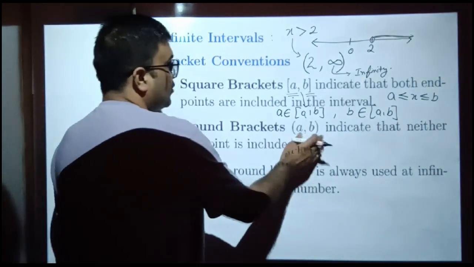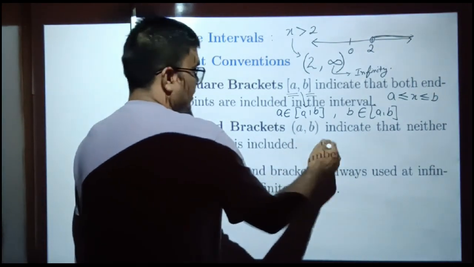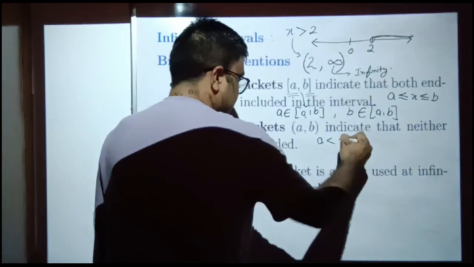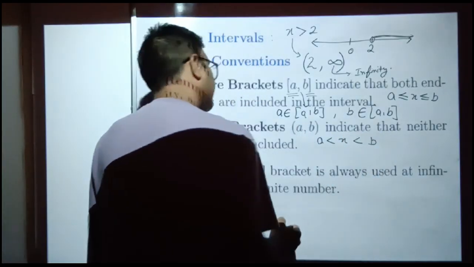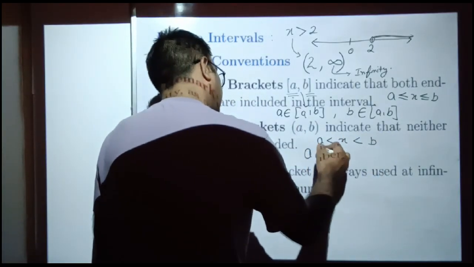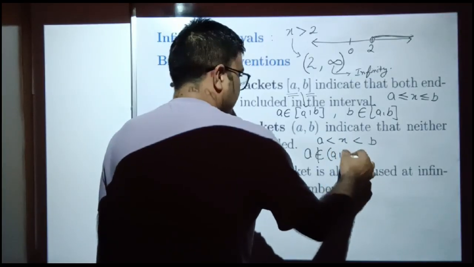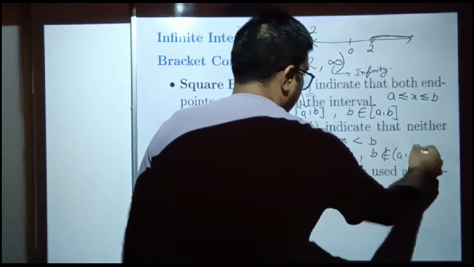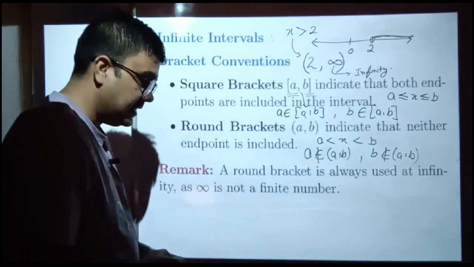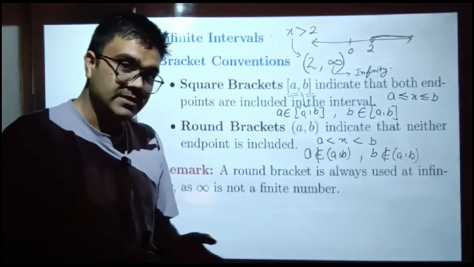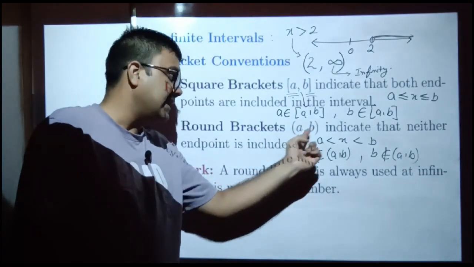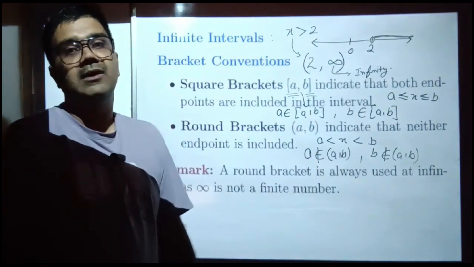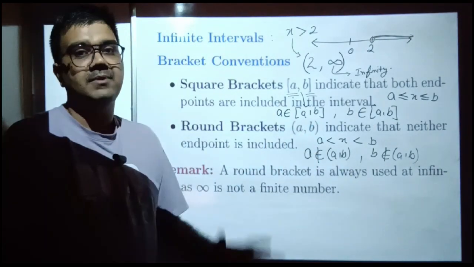Whenever we use the round brackets, we are talking about the condition A is less than X is less than B. What we mean to say is that A does not belong to the interval AB and B does not belong to the interval AB. We have the numbers between A and B, and A and B are not part of that particular interval or subset.